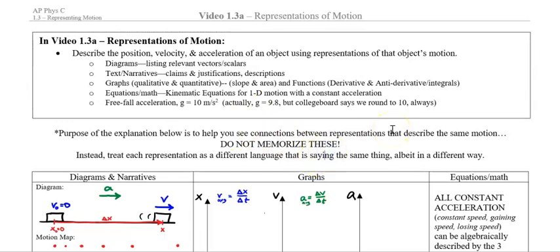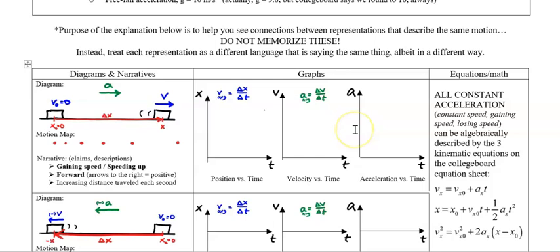So when I go through these, I want to make sure you understand that when we look at each of the types of motion that we're using examples here, I'm not trying to get you to memorize these connections. I want you to be able to understand how to make these connections yourself from scratch. So please don't try to just memorize these. It will not allow you to be successful on questions.